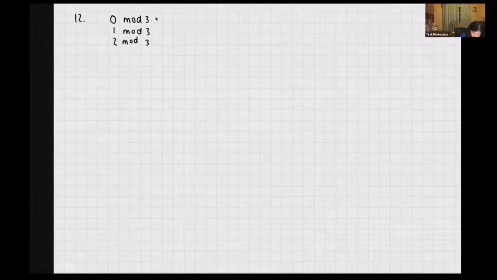Note that you can't have 3 of the same type. And you also can't have at least one of each type, because then 0 plus 1 plus 2 is equal to 3, and that's a number divisible by 3.